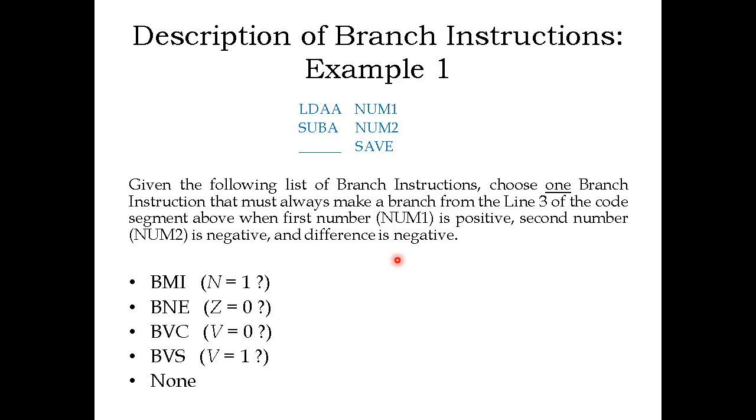Now, the second one is Z equals 0. That means Z flag is not set, which is also true, because the result is negative, means the result is not 0, right? So that means Z flag will not be set. And for that reason, BNE also will work.